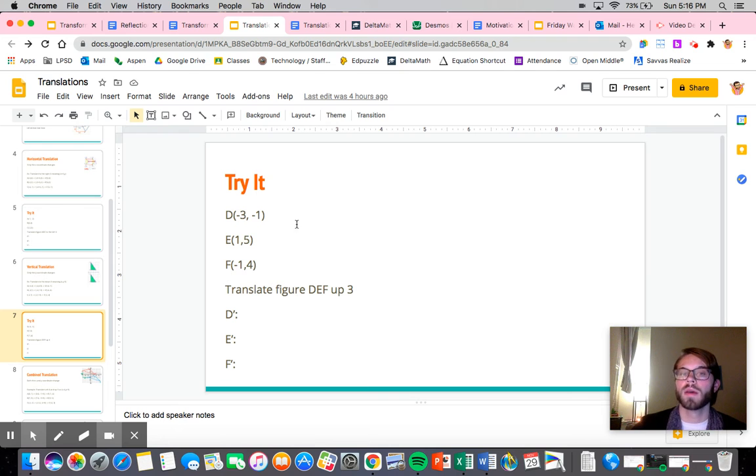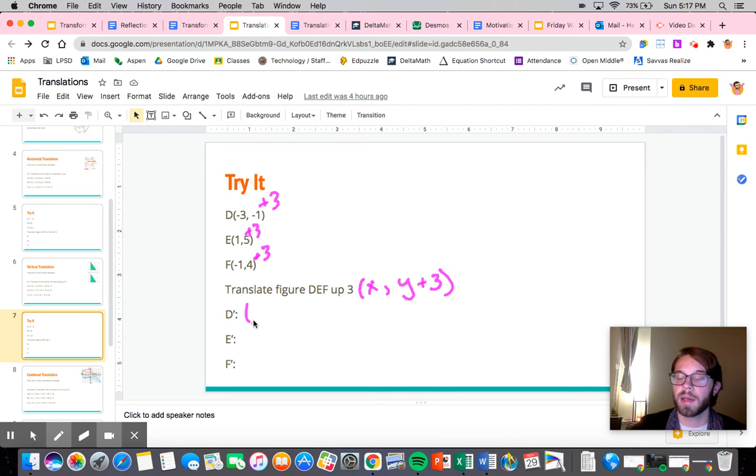All right. So if I were to move it up 3, so up means y, right? So I'm not changing my x value. I'm leaving that alone. Y, we're going up 3. So I'm just adding 3 to my y coordinates. So plus 3, plus 3, plus 3.